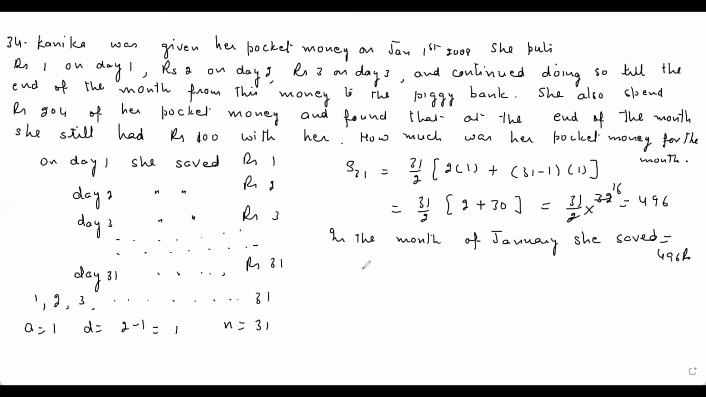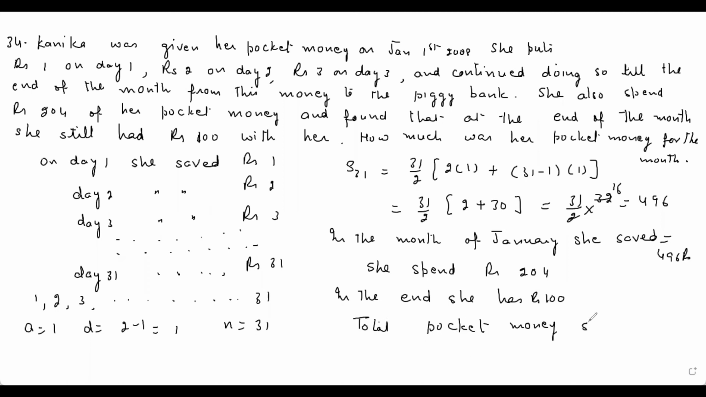How much she spent? She spent rupees 204. In the end, how much money she has? She has rupees 100 in the end. So total pocket money she has is equal to 496 plus 204 plus 100, that is rupees 800. So that is her pocket money in the month of January.